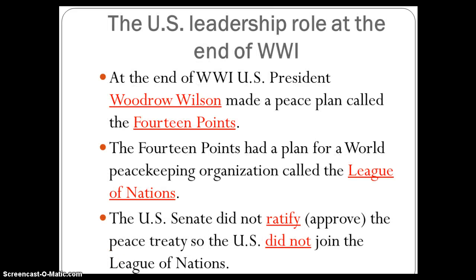So, at the end of World War I, U.S. President Woodrow Wilson made a peace plan called the 14 Points. The 14 Points had a plan for a world peacekeeping organization called the League of Nations. The United States Senate did not ratify or approve the peace treaty, so the U.S. did not join the League of Nations.